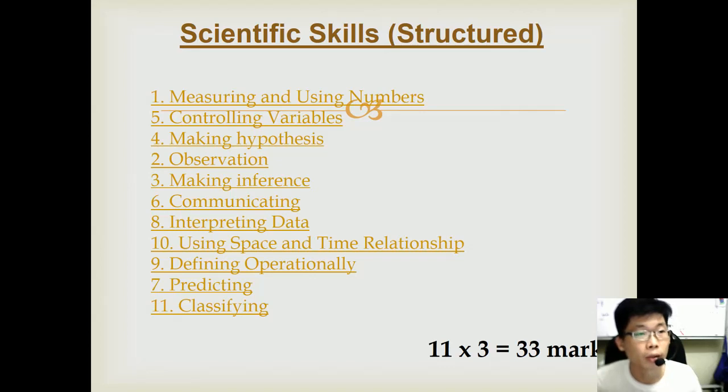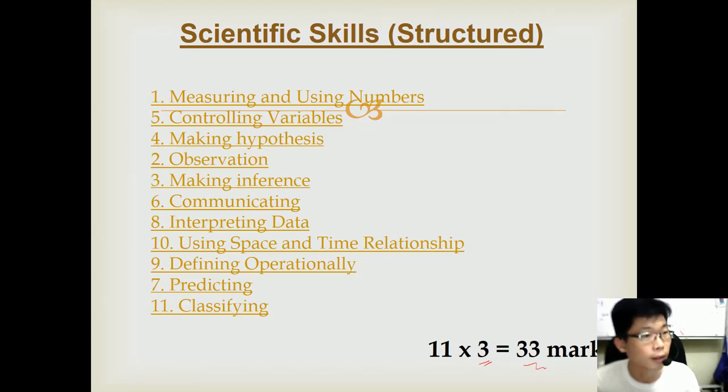The first part, we are looking at the structure questions in the scientific skills. So every year in the SPM, they will be asking all the candidates about these 11 scientific skills. So each scientific skills costs 3 marks. So 11 times 3 is 33 marks. So first part in this video, I'm going to share about the 11 scientific skills in the paper 3. Okay, so all the scientific skills we ask every year in the SPM paper 3.